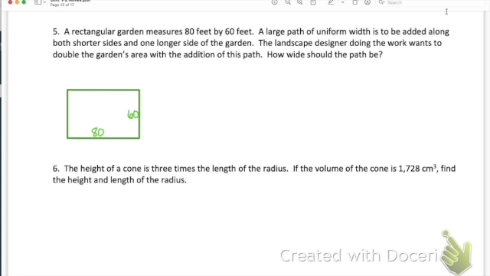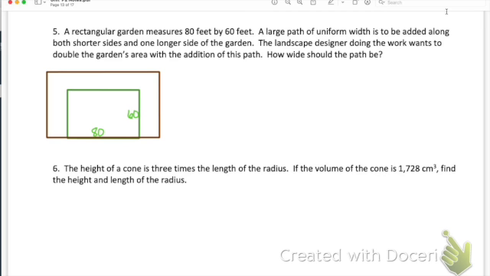That's important to note because the first time I did this problem, not going to lie, I didn't read it carefully and I couldn't figure out why I was getting weird answers. So the path is only going to go around the 2 short sides and the long side. So it's going to look something like this. Okay. So there's our path. It's only going to be like a U-shaped path that goes around.